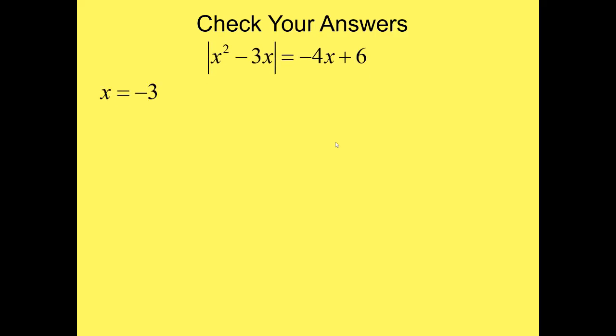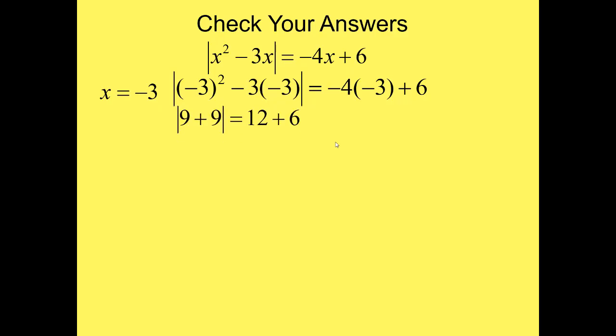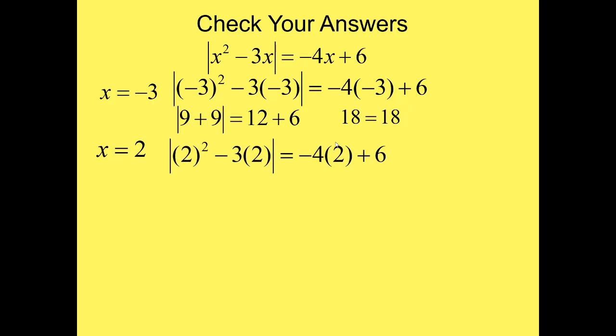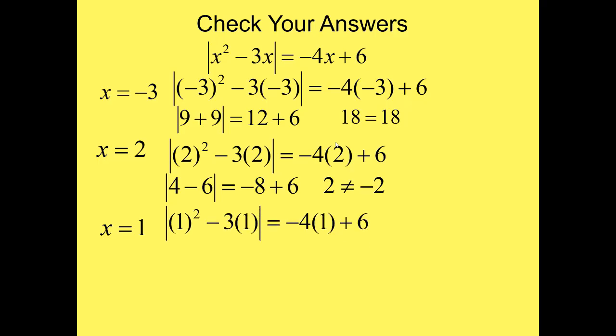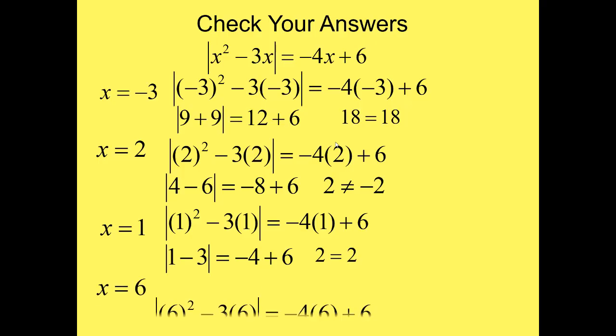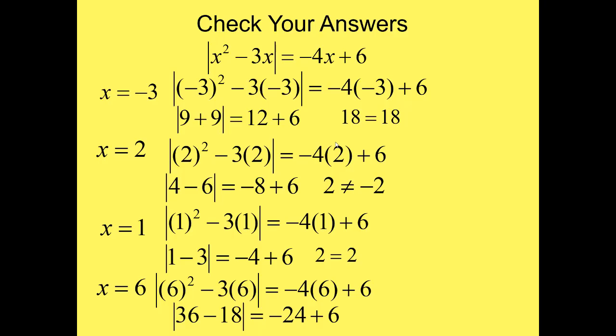So checking x equals -3. That one works. X equals 2. Okay, it looks like that one's not going to work, so we can eliminate x equals 2. X equals 1 works. And the x equals 6 does not work. So it looks like just the first and the third work.